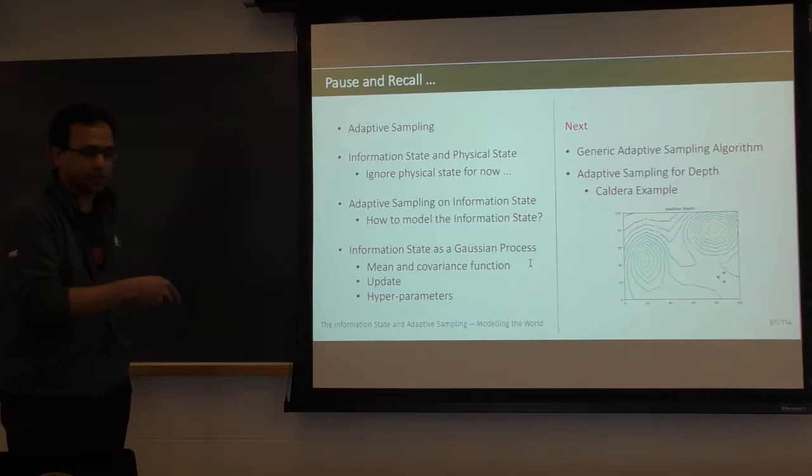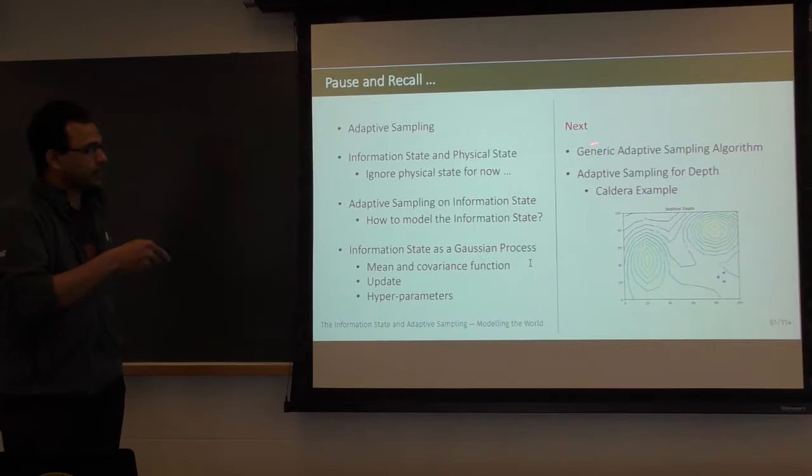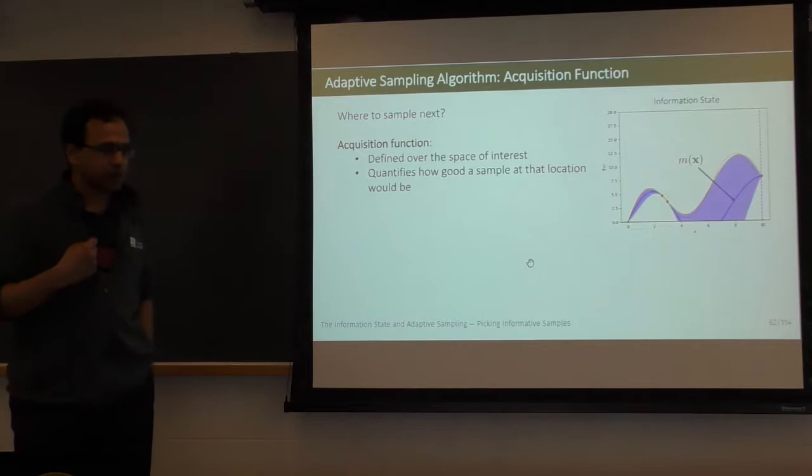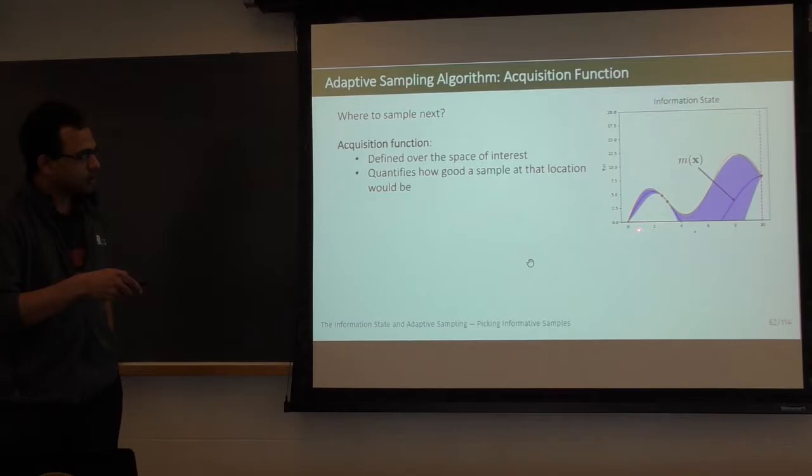Now what we'll do is give a generic adaptive sampling algorithm as to how to go about sampling in these scenarios, and then apply that algorithm for adaptive sampling for depth in our caldera example. In the adaptive sampling algorithm, the main question is, where do I sample next? In this toy model, this is my state of the world. I'm more uncertain about my state of the world here at 8 than at 3. So which point do I sample?